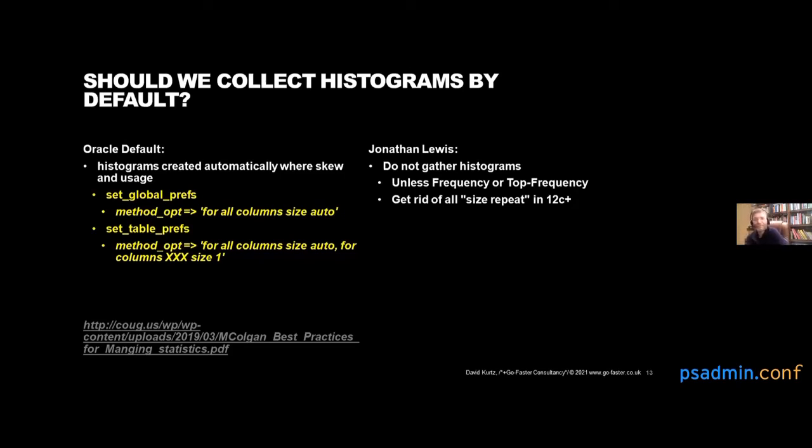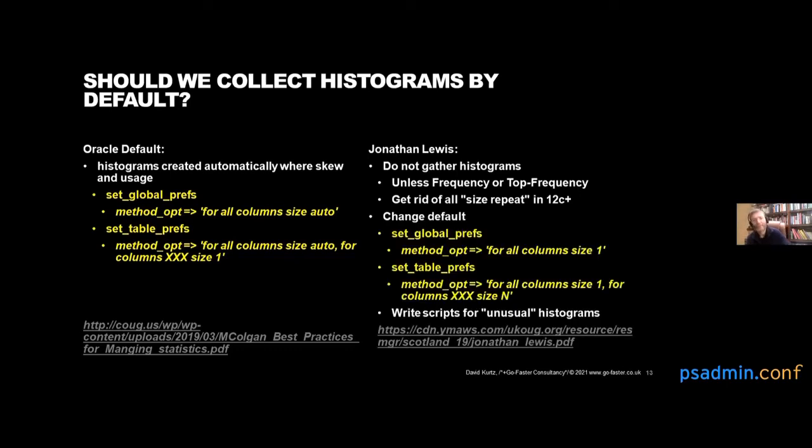And Jonathan's view is you shouldn't gather histograms unless they are frequency or top frequency histograms, and you shouldn't use size repeat in Oracle 12c onwards, because if the number of distinct values goes down, the repeat size will go down. And if it goes back up, you'll go back up to top N histograms. And then he says, on that basis, change the default to for all columns size 1. But if you know you need histograms on a column, manage by exception and set a method opt for that column size, whatever it needs to be. And then if you've got some really unusual cases, often it's the monster tables in a system, write something to generate histograms. And there's a link to Jonathan's presentation on the subject.